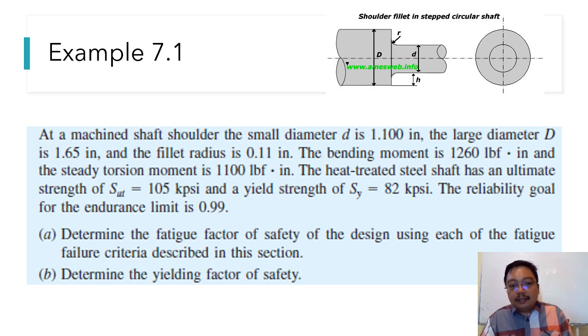The reliability goal for the endurance limit is 0.99. So the question wants you to calculate the fatigue factor of safety of the design for each of the fatigue failure criteria and determine the yielding factor of safety. You remember in the last video I told you about distortion energy, Soderberg, Goodman, ASME elliptic, and that's all. This is all you have to calculate in this calculation.